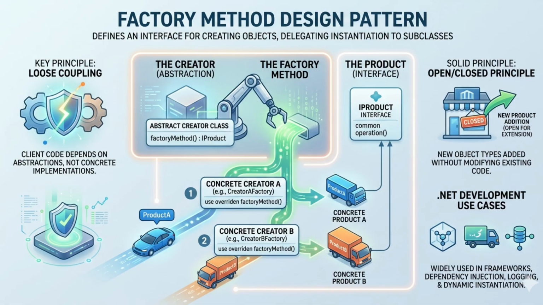The factory method design pattern is a fundamental creational design pattern that focuses on defining an interface or abstract method for creating objects, while allowing subclasses or derived classes to decide which specific class to instantiate. Instead of directly creating objects using constructors or the new keyword, the pattern delegates this responsibility to a factory method. This approach promotes loose coupling by separating object creation from its usage, ensuring that the client code depends only on abstractions rather than concrete implementations.